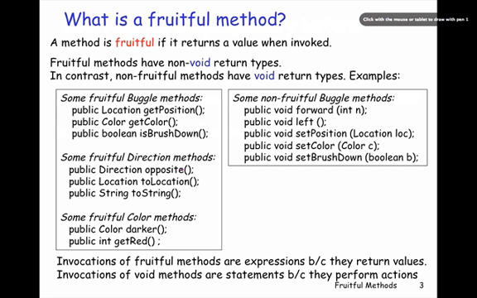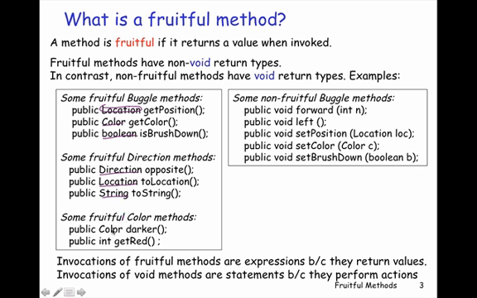Here are some example buggle methods that are fruitful. We have things like getPosition, which is fruitful because it returns a location. And getColor is fruitful because it returns a color. And isBrushDown is fruitful because it returns a Boolean. Similarly, in the direction contract, opposite: if you ask for the opposite of a direction, you get another direction. If you say toLocation of a direction, you get a location. If you say toString of a direction, you get a string.